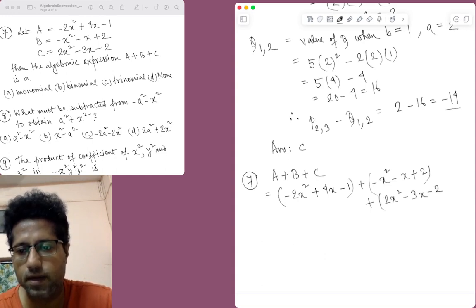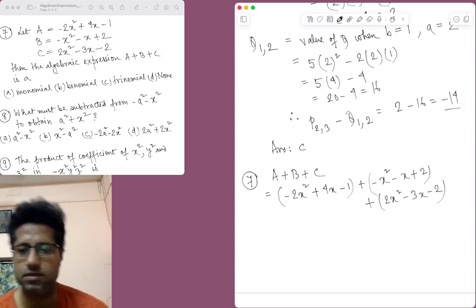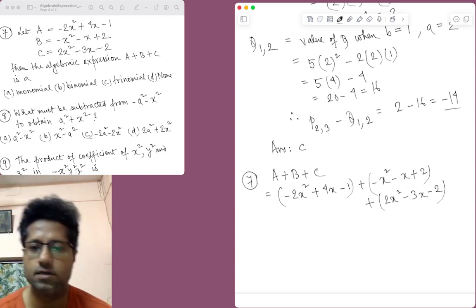Now, we know that when we add algebraic expressions, we just combine, we add the like terms and we leave the unlike terms as they are.